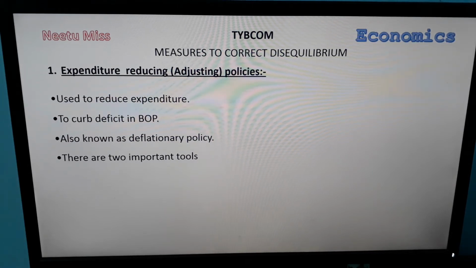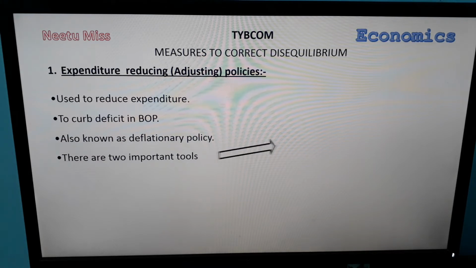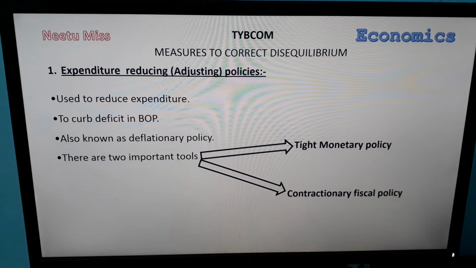This policy is also known as deflationary policy. Deflationary means reducing prices. So this policy is also known as deflationary policy, and there are two important tools used under this policy. First is tight monetary policy and second is contractionary fiscal policy.